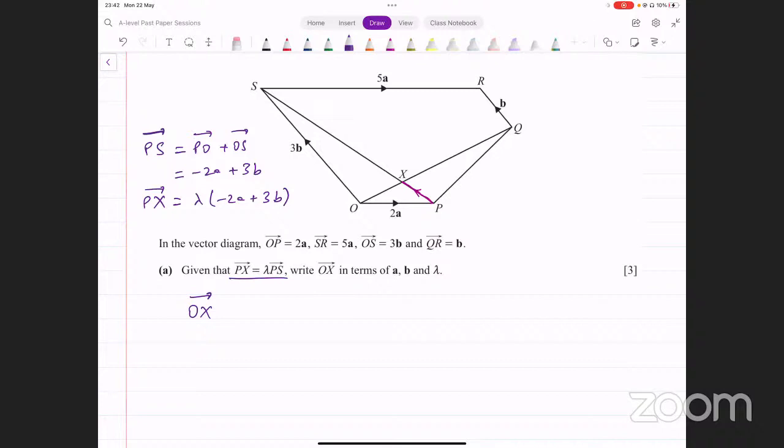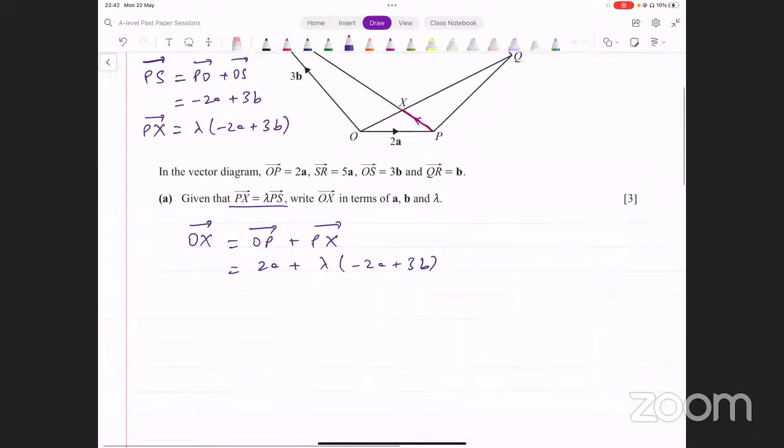We have to find OX. What we can do is go from O to P and then from P to X. Now we know the vector OP. OP is 2A. We have already figured out the vector PX, that's lambda into minus 2A plus 3B. Now we can just simplify this and see what that gives us. This would be 2A minus 2 lambda A plus 3 lambda B. Okay, this is the vector that we were looking for.